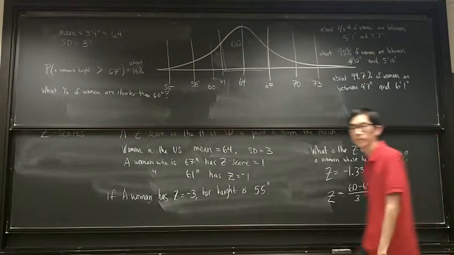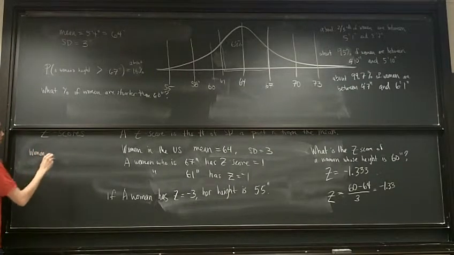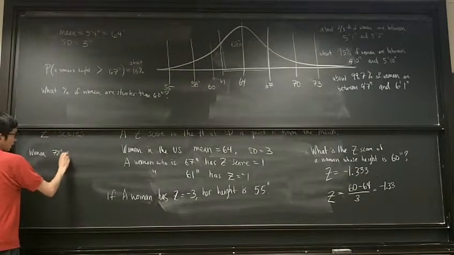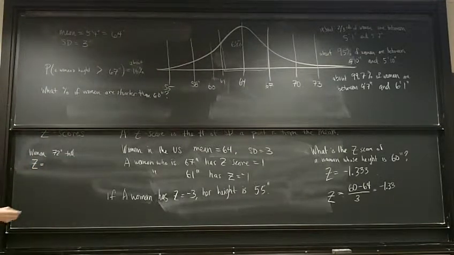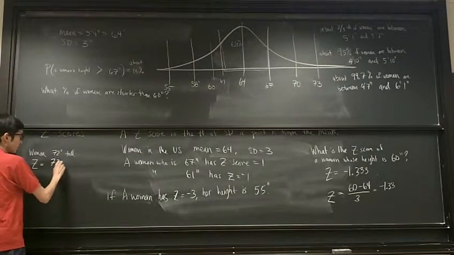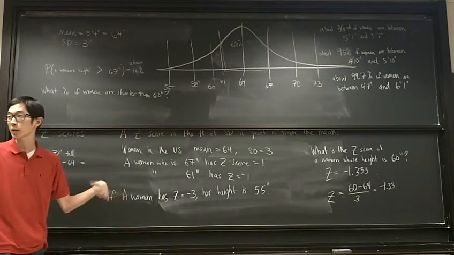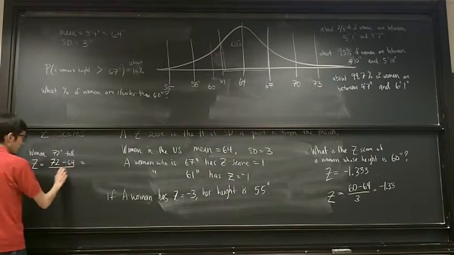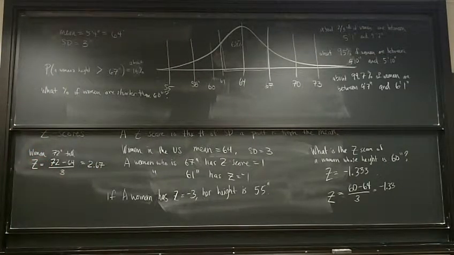Is that okay? Alright, so let me just ask another one. What is the z-score if the woman is 6 feet tall, 72 inches tall? 2.67. So we did 72 minus 64. That tells us we're 8 inches above the mean. But we don't want how many inches, we want to know how many standard deviations. So I divide that by 3 and I get 2.66, 2.67 if I round up. Is this okay?